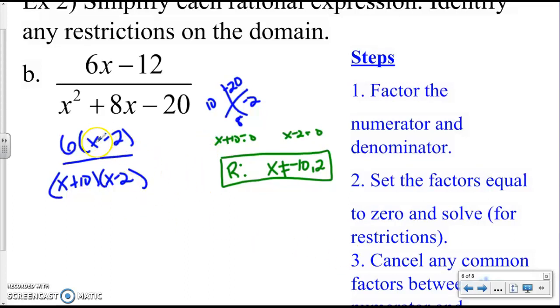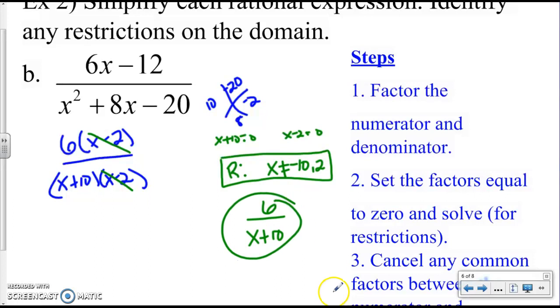And then the last step is to cancel. Notice I have an x minus 2 on top, x minus 2 on bottom. So I'm left with 6 over x plus 10 for my final answer.